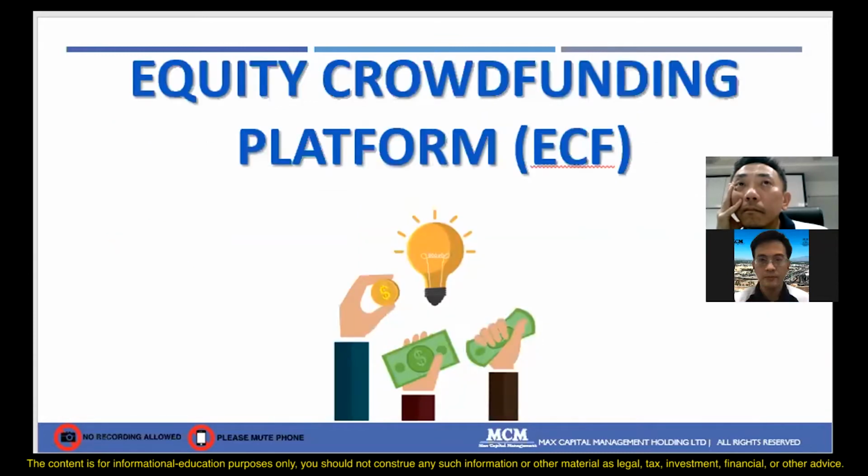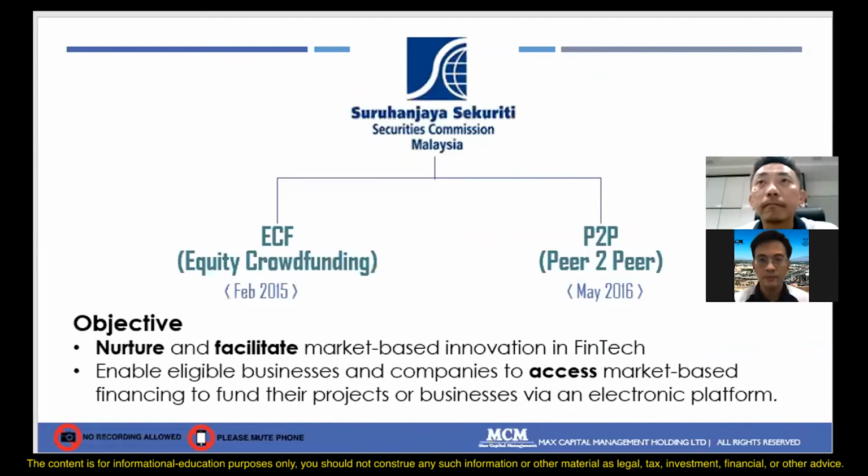Okay, so just now we saw the Koperasi, and then we also saw the LLP, right? Limited liability partnership. And now we look at the third one, the most commonly used. In the past few years, we also have a few projects that actually park under ECF, the equity crowdfunding platform. They are managed and also regulated under the Securities Commission of Malaysia.